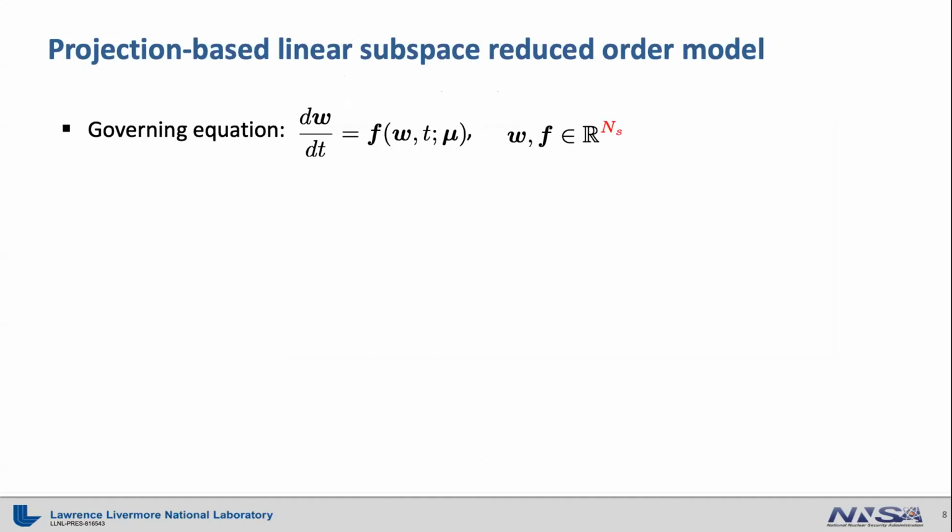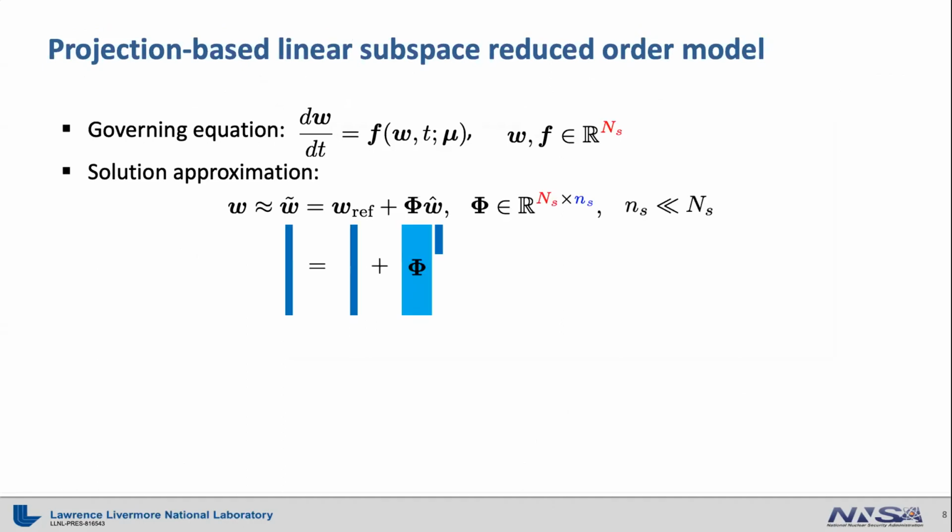To do that, we will start with these governing equations, right? Represented by these ordinary differential equations. Here, W is your state variable, F is the nonlinear function, t is the time variable, and mu is a parameter. We first approximate the solution as a linear combination of reduced basis phi, right? Whose dimension is, of course, a lot smaller than the full order model dimension big N sub S. Here, the keyword is linear subspace.